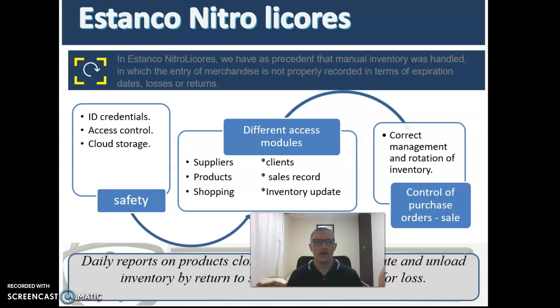We visualized our information system as a web application with the utility of obtaining a daily report on products close to the expiration date and unloading the inventory by returning it to the suppliers or unloading it due to loss.